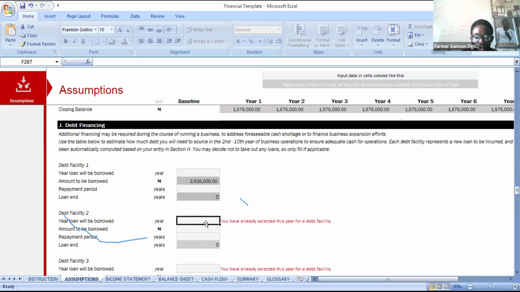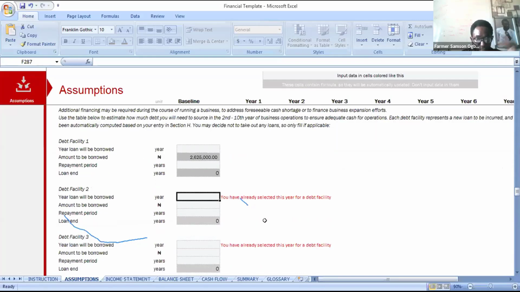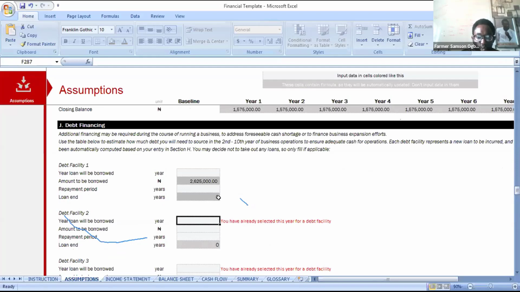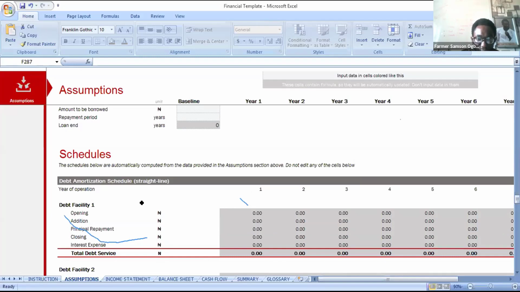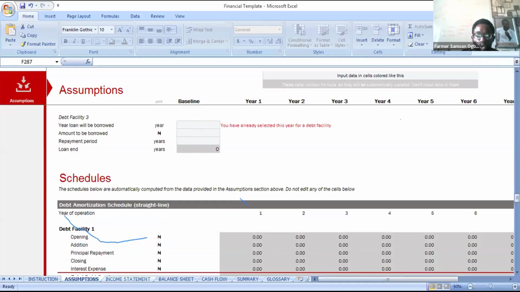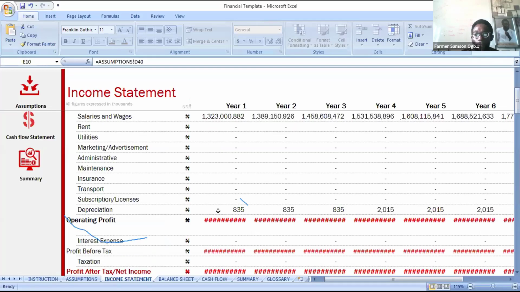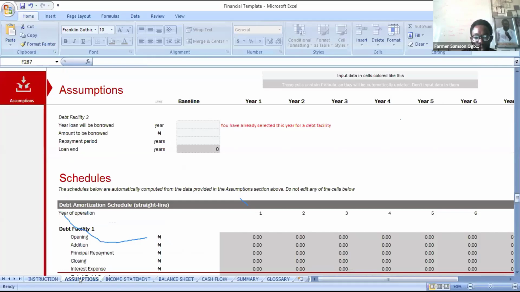So if you need a second one, a third one, you fill in how much you are borrowing, your repayment period in years, when the loan will end and all of that. Then the debts. Now, all of these parts, don't worry, from here, the schedules downwards will be automatically sorted for you by the system. Now, take note that we only filled assumptions.